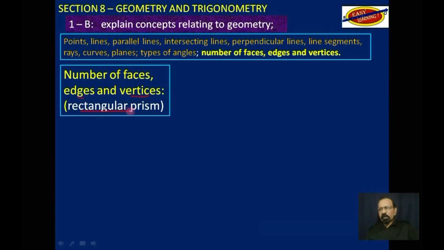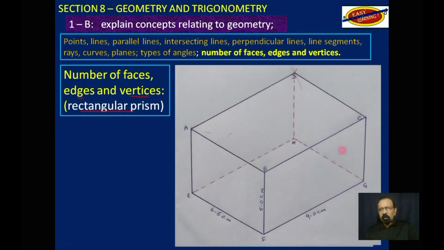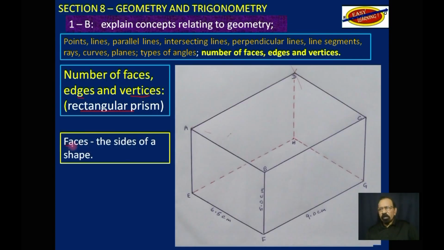We will begin with a rectangular prism, which looks something like this, like a box. This is a transparent version. What do we mean by faces? The sides of the shape or the solid, the sides. For example, you will notice a side here to the left. That is a face. And you may be able to see that there are 6 faces there.